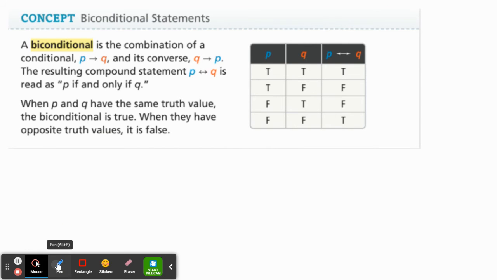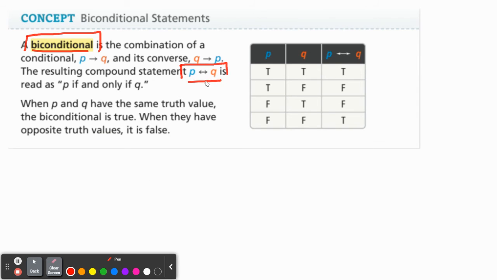Next. Okay. Last idea here is what's called a biconditional. So when we talk about a biconditional, notice this prefix bi. A biconditional is where you combine the conditional and converse. So you typically leave the order of the conditional, and now you put this double arrow. This double arrow means this statement works both ways. And again, it's pronounced P if and only if Q.